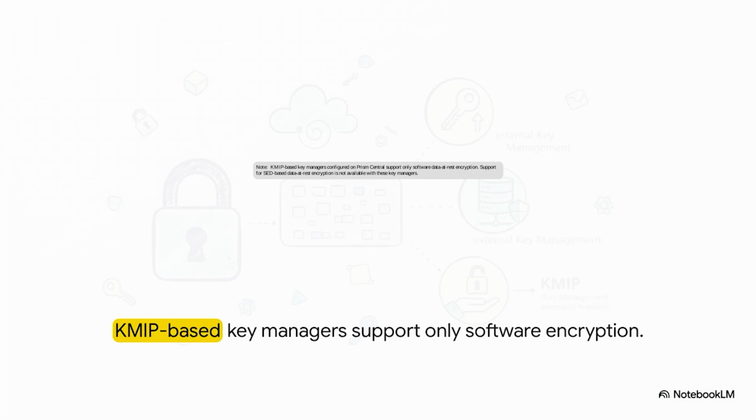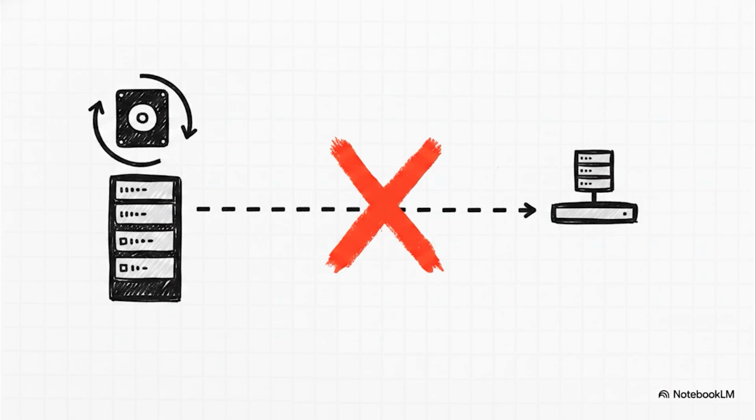Straight from the security guide, here is another huge constraint you've got to memorize. If a scenario presents a Prism Central KMIP-based external key manager, immediately cross SEDs off your list of possibilities. KMIP-based key managers configured on Prism Central support only software data at rest encryption. They absolutely do not support SED-based data at rest encryption. And why? Because the KMIP standard implementation here is focused purely on software-level key management. It simply doesn't handle the low-level hardware unlock commands required to spin up physical self-encrypting drives. It is software only.